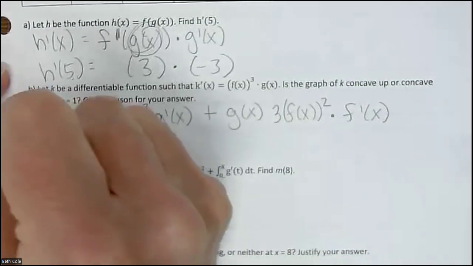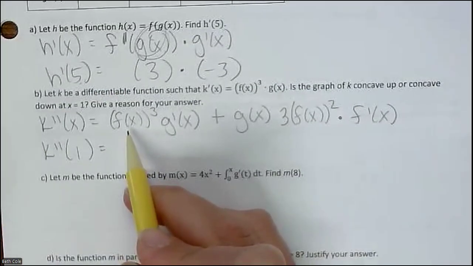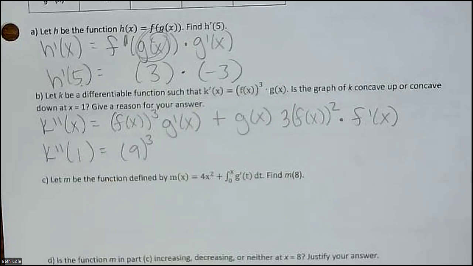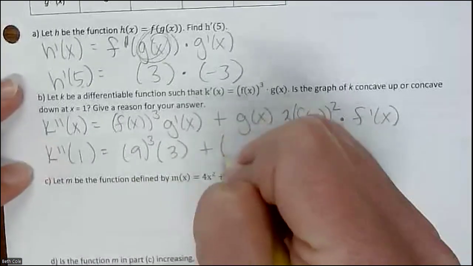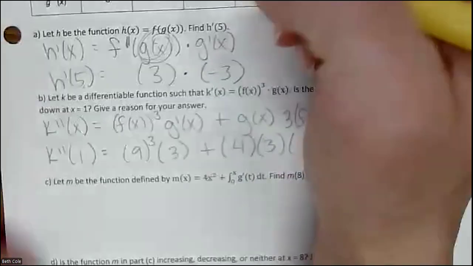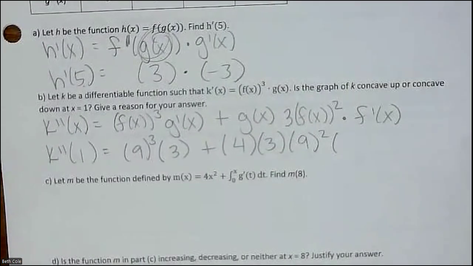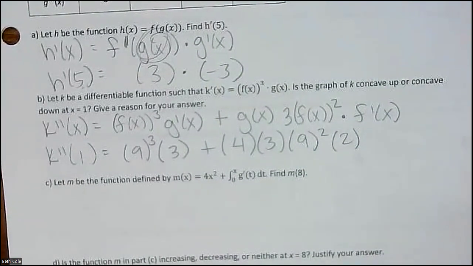Okay. What are we plugging into this? 1. Good job. F of 1 from the table there. 9 cubed, whatever that is. All right. G prime of 1 is 3. I agree. Plus G of 1, 4 times 3. F of 1 is 9 squared. And then F prime of 1 is 2. I don't really care what that is. All I need to know is whether it's positive or negative. Yeah, there are no negative numbers in there, so that's positive.